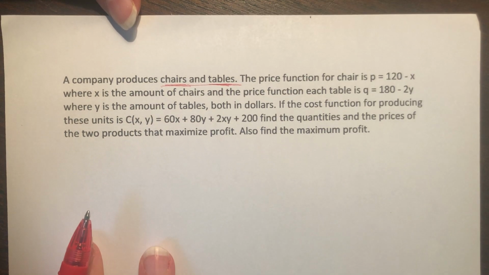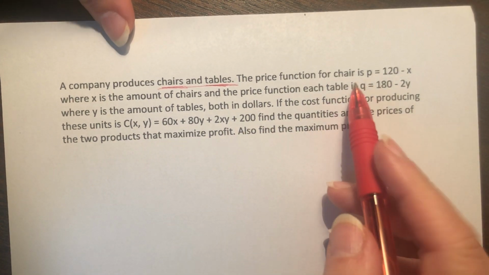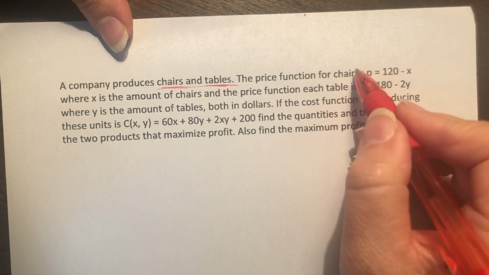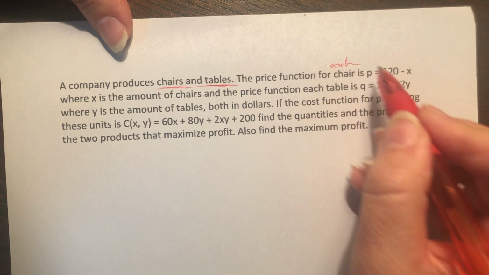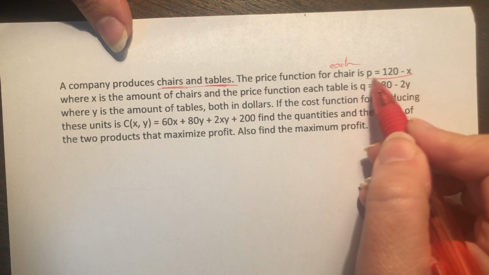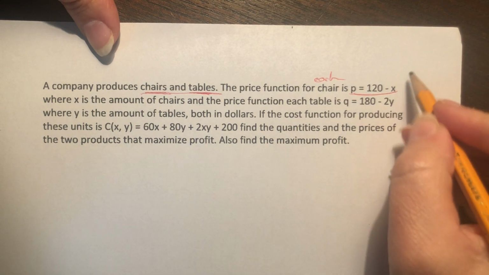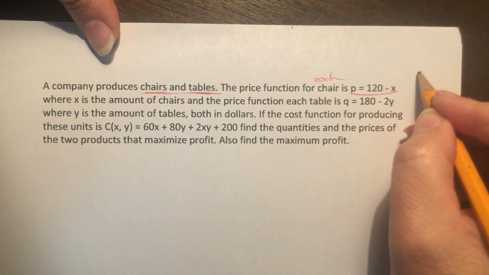So a company produces chairs and tables. The price function for each chair is right here, yes? So one more time, that means what? What does it mean that this is the price function? It simply means that if you buy what?